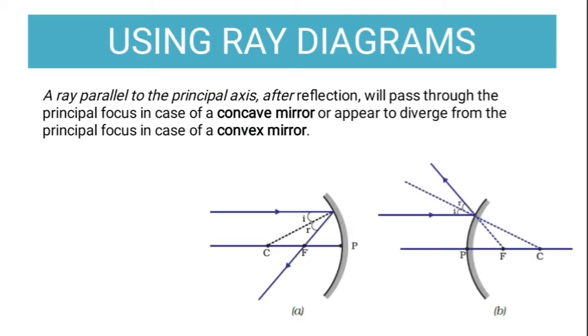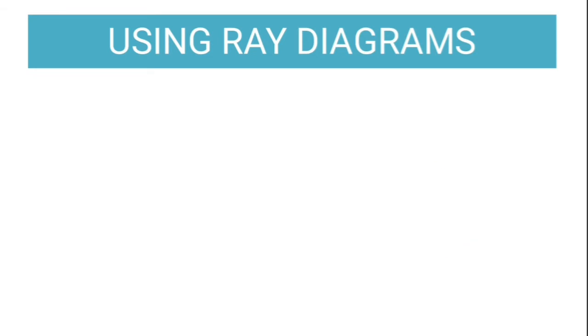Let us see the ray diagram. So here in this case you can see that the ray is parallel to the principal axis before reflection. After reflection, it is passing through the focus, right? However, in case of convex mirror, the ray of light is parallel to the principal axis, but after reflection, it is diverging away from the focus. So that's the difference between convex mirror and concave mirror.